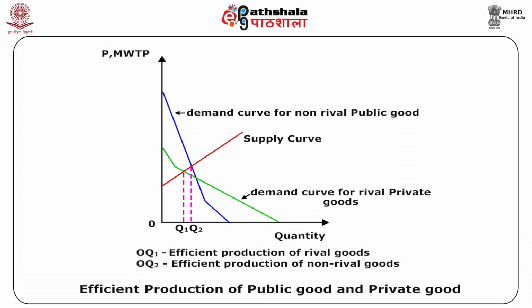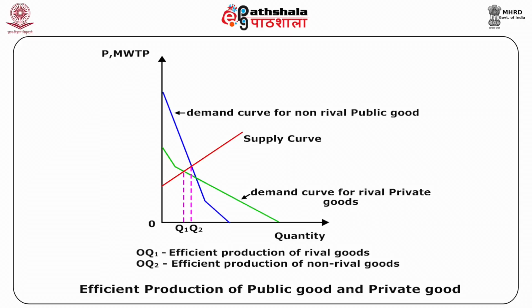Before this point, the value represented by the demand curve is greater than the cost represented by the supply curve. Therefore, efficiency requires us to produce more, and vice versa after this point. As you can see, the blue line represents the demand curve for a non-rival public good, and the supply curve is the upward sloping red line.